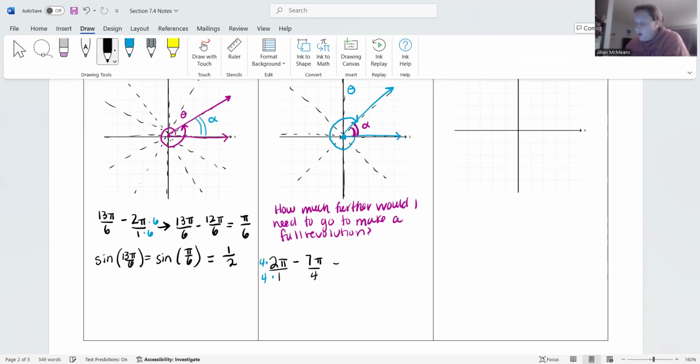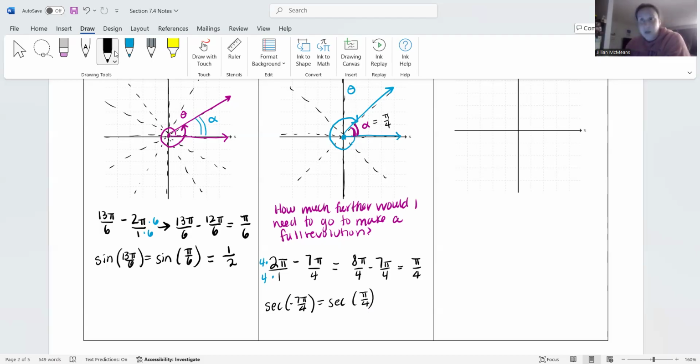So that tells me one full revolution is really 8 pi over 4. We want to subtract 7 pi over 4, which leaves me with pi over 4. So if I went pi over 4 further, I would have made a full revolution. So that tells me right here that alpha is pi over 4. Okay, so let's think about what that means. Secant of negative 7 pi over 4 is the same thing as secant of pi over 4. They are coterminal. They share a terminal side.